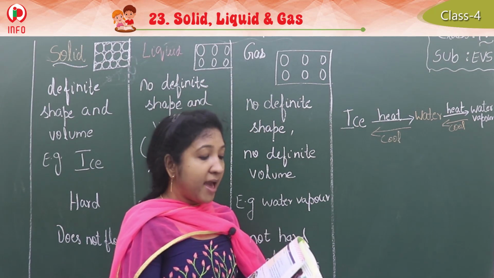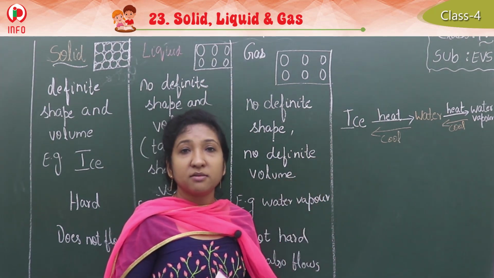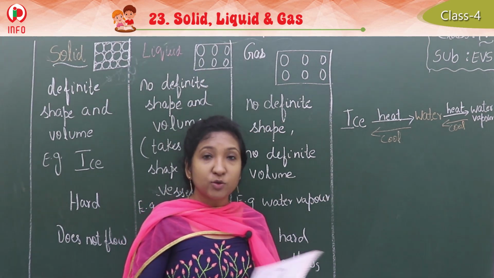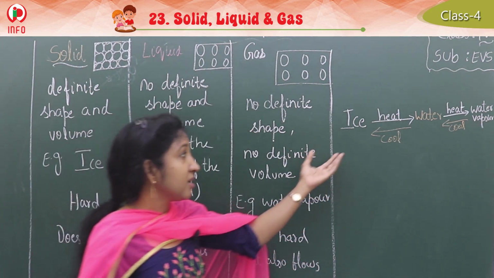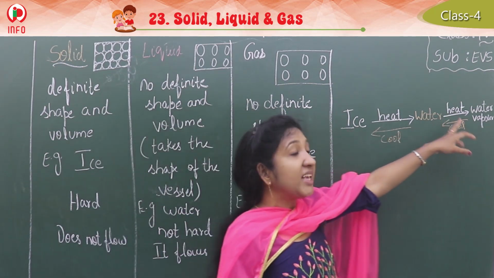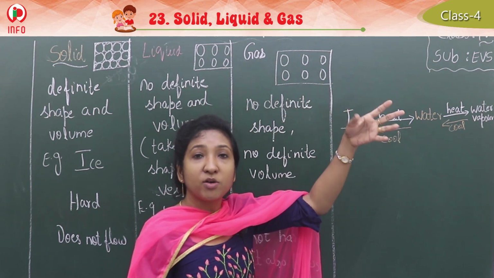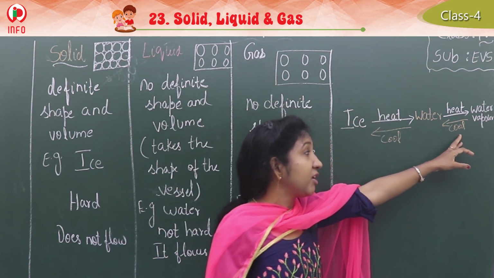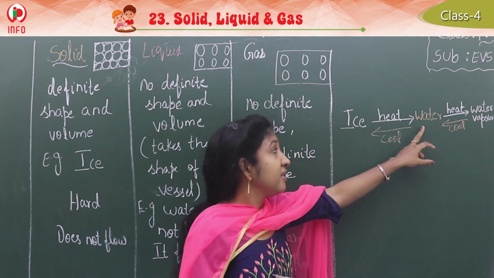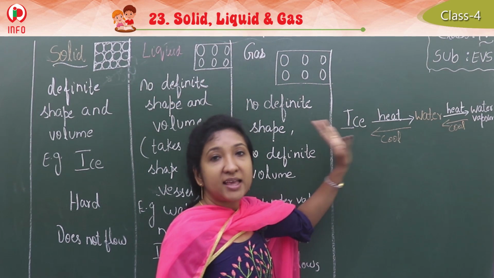Actually, when ice is heated, we get water. Otherwise, if we keep ice outside for some time, what happens? It melts into water only, isn't it? Then when we heat it, it becomes water vapor. We can see vapor coming out. But after it cools, what happens? Water vapor cools to form water. Then water, when we keep it inside the fridge or freeze it, becomes ice again.